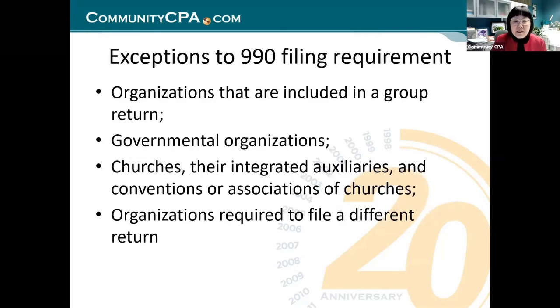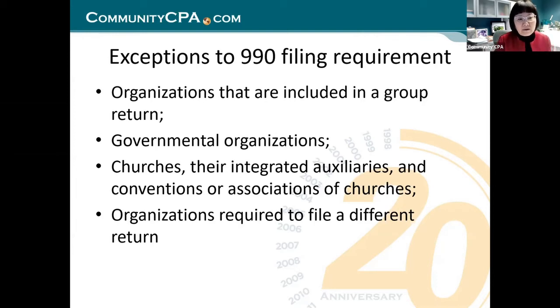Now, exceptions to the 990 filing requirement. These are organizations that don't need to file 990. Organizations that are included in a group return. For example, a lot of churches are actually part of a denomination, belonging to a bigger group. That big group already filed a return for them, so they don't have to file.